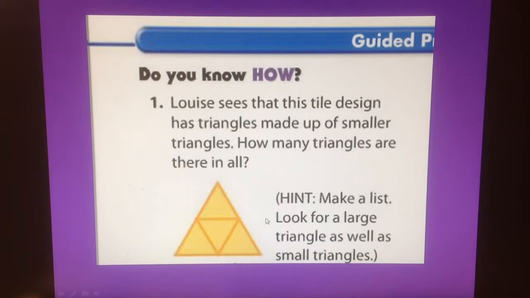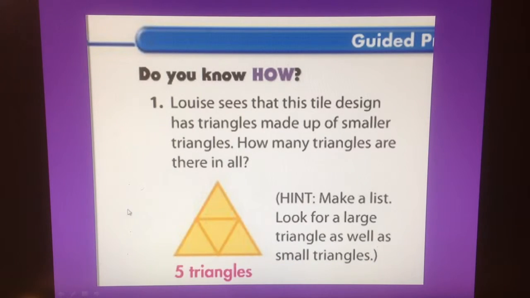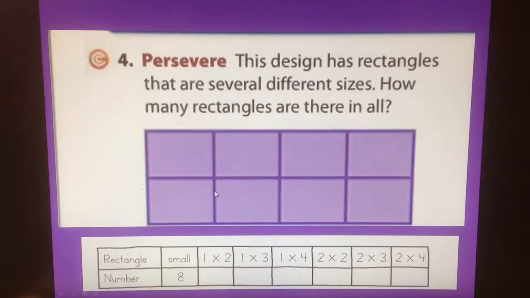Another problem like that, Louise sees that this tile design has triangles made up of smaller triangles. How many triangles are there in all? We made a list, talked about the small triangles and the big triangle. 5 triangles. There are the 1, 2, 3, 4 small ones, and there's the 5th one, the big one.